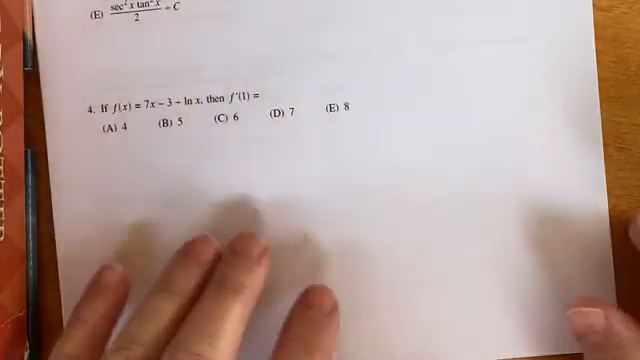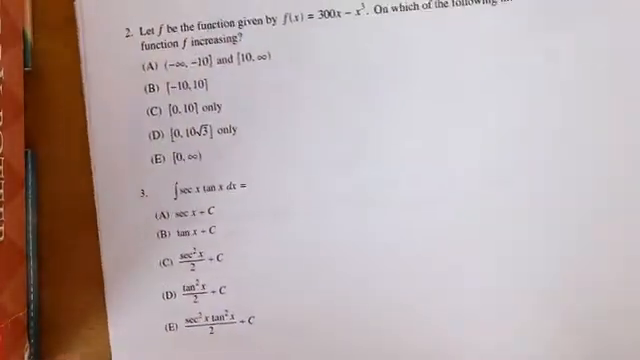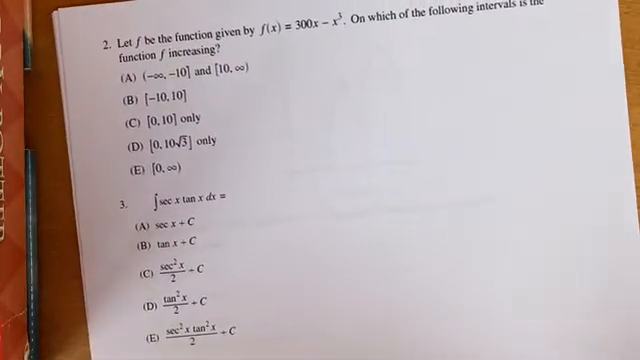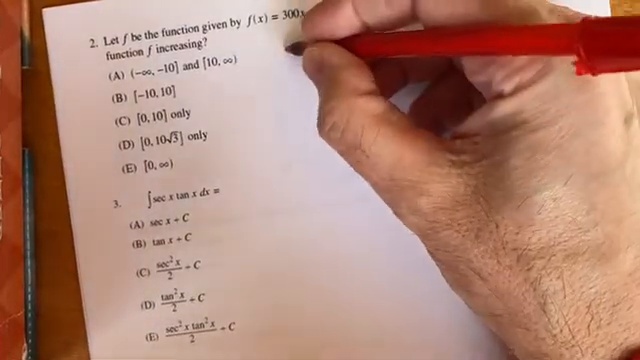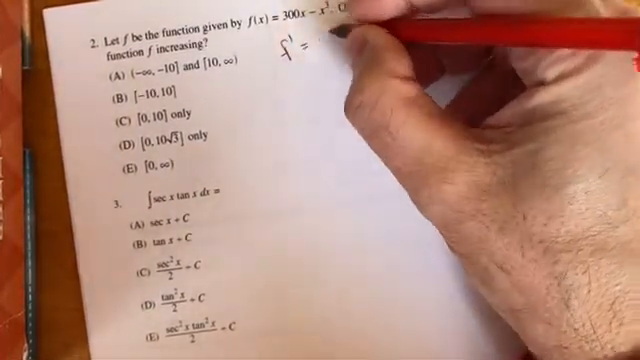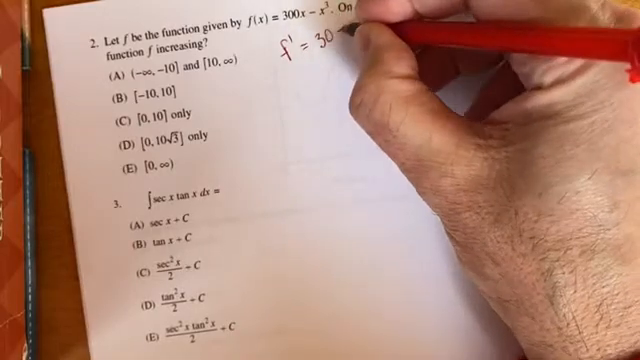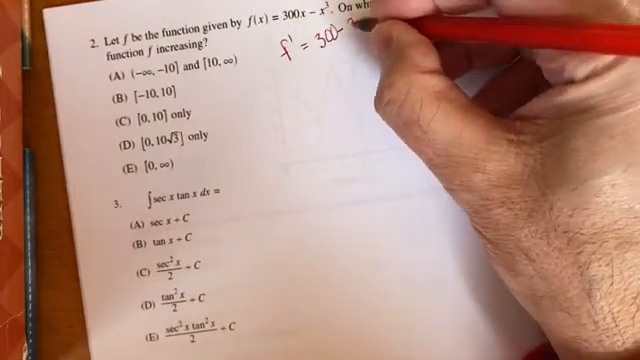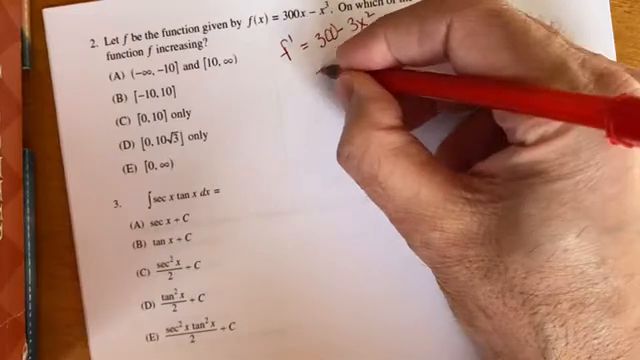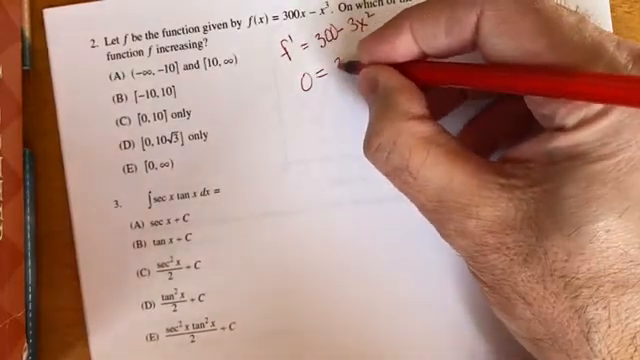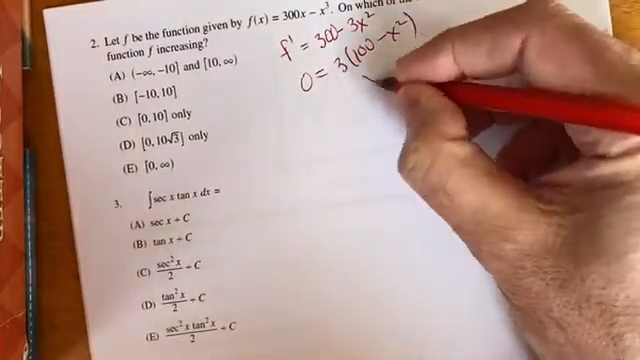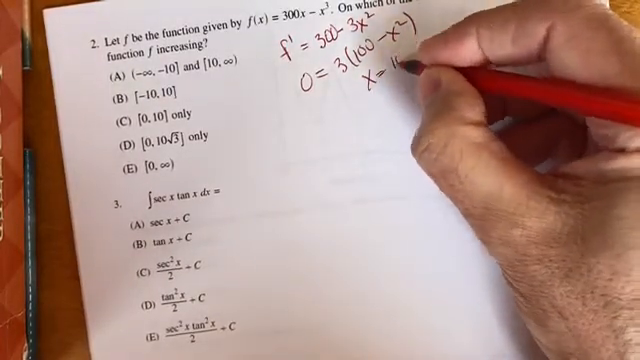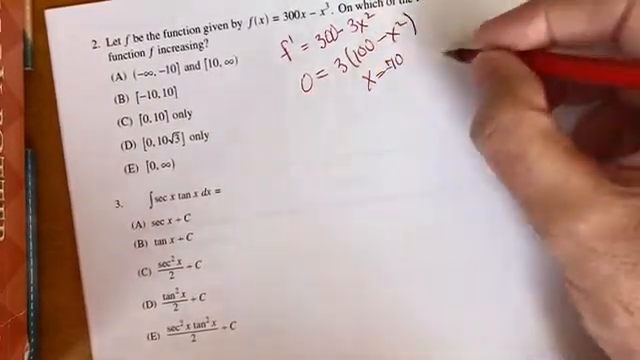Number 5, nope, that would be number 2. Number 2, on which interval is the function increasing? They give you the function. So we're going to take the derivative, and that's 300 minus 3x squared. Set it equal to 0. Looks like x is 10 or negative 10.